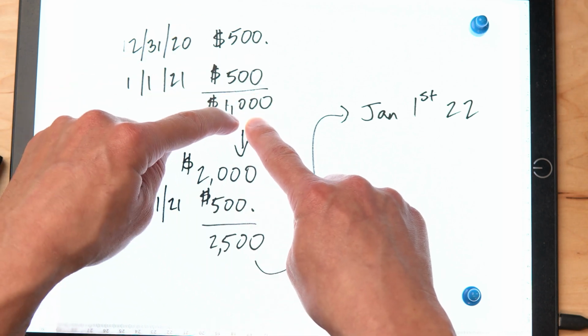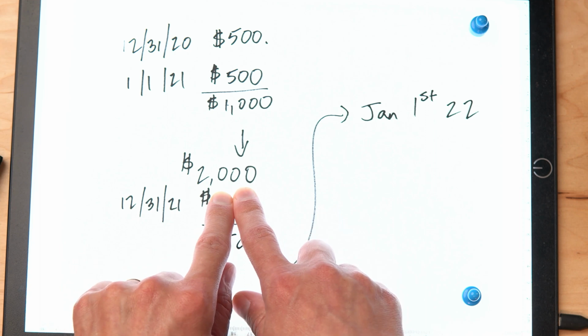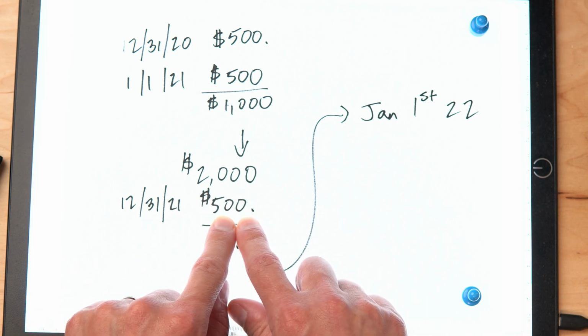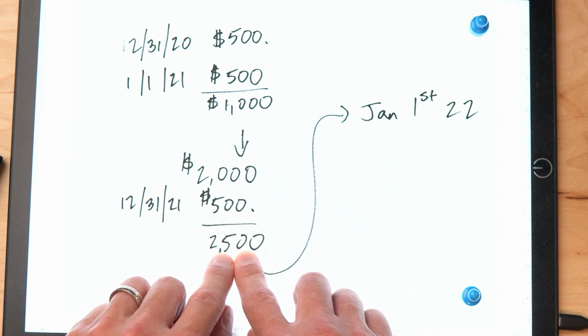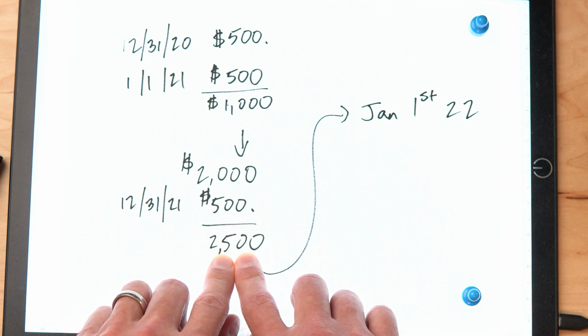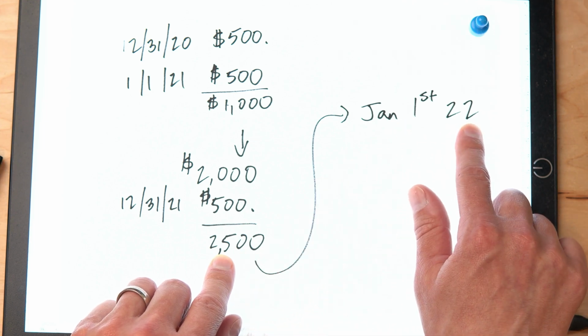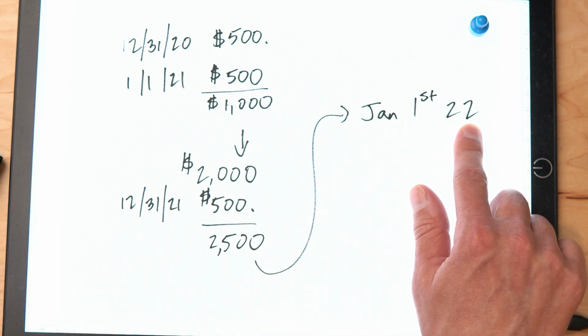We have $1,000 in this account. That $1,000 turns into $2,000. On 12/31, we're going to make another contribution of $500, bringing the total to $2,500. We immediately realized we made a mistake on January 1st of 2022, and we are going to get to work and we are going to fix this.